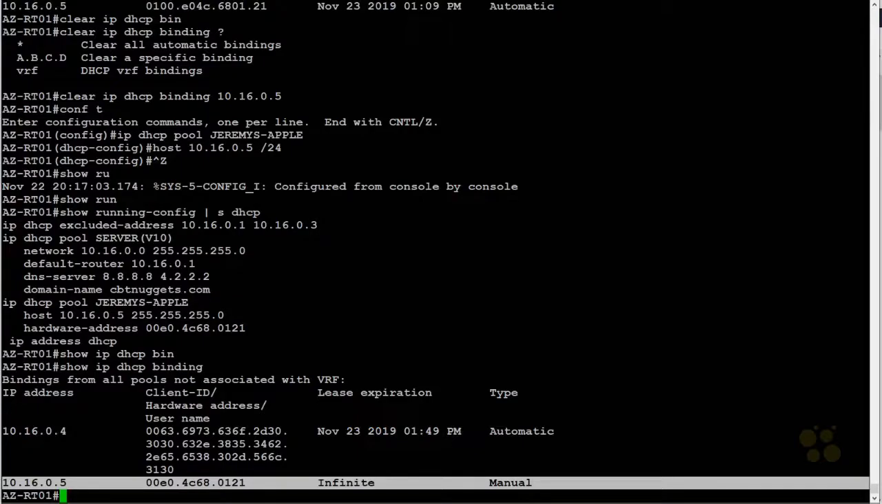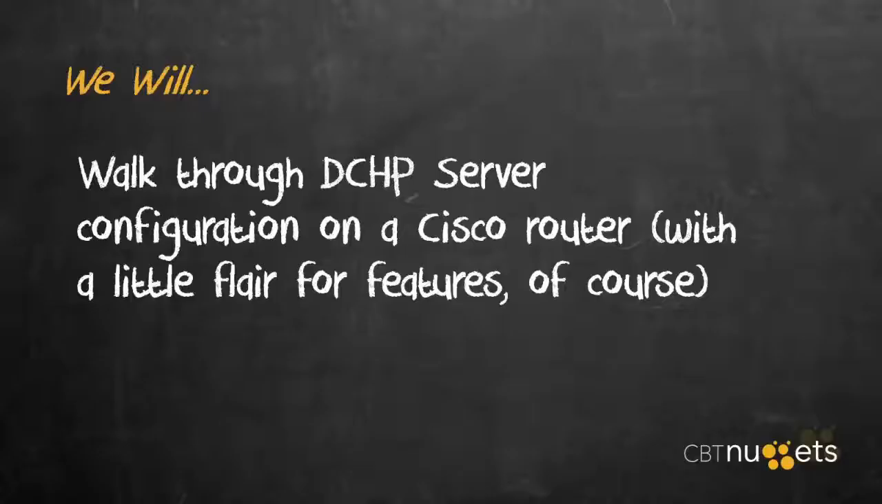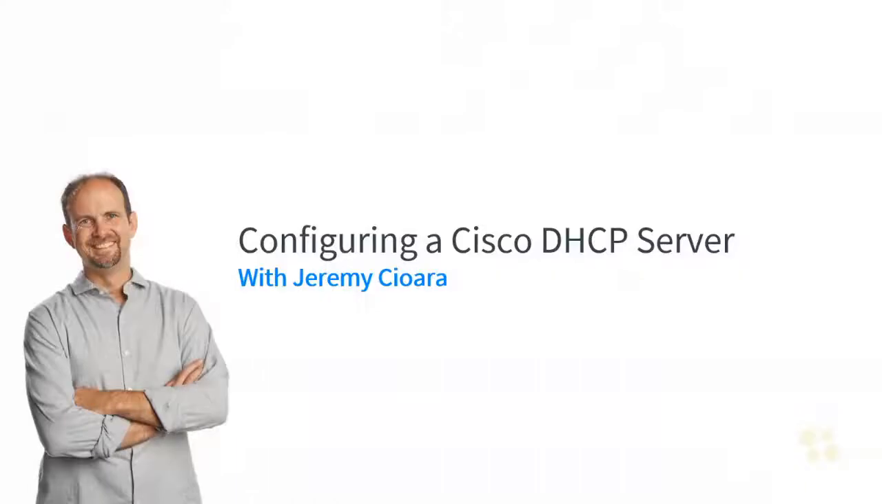Good. So Cisco's DHCP implementation is good, but a little cumbersome, at least compared to a lot of the other vendors out there. That being said, it is an amazingly stable implementation that you can use. So you've now seen how to do a DHCP server configuration on a Cisco device with a little flair for features like excluded address, DHCP reservations, and a little knowledge of how to verify what addresses are there and clear the binding table.